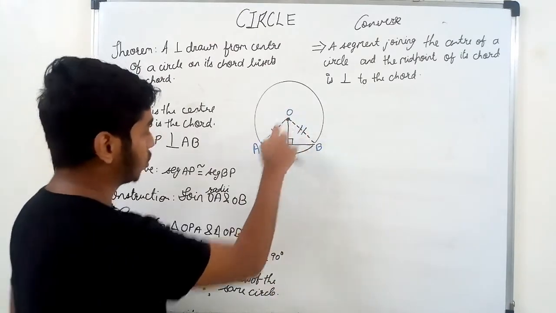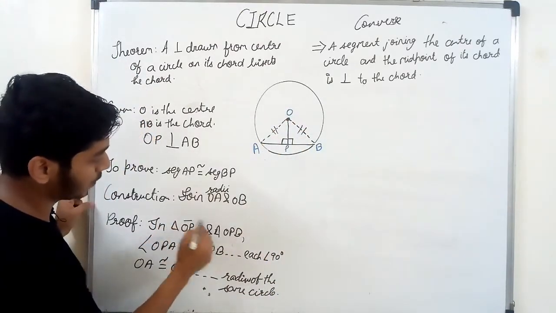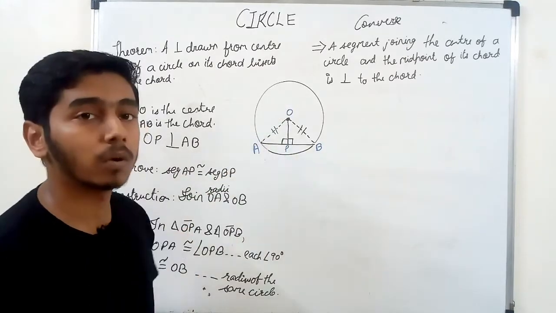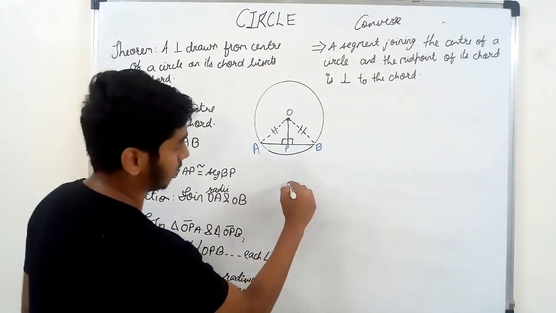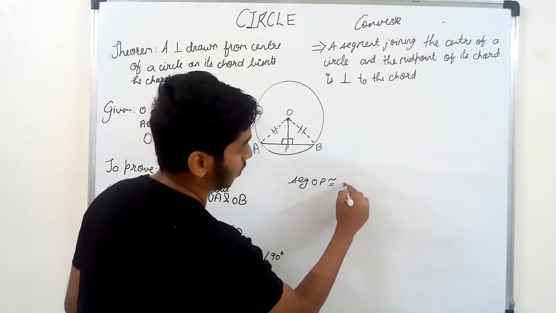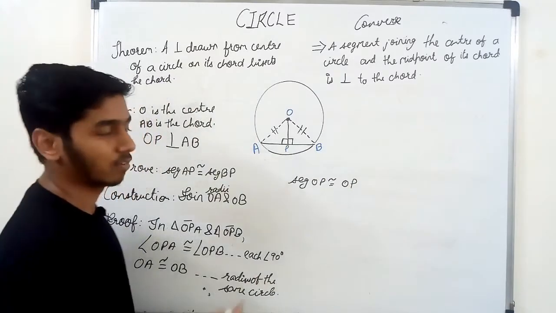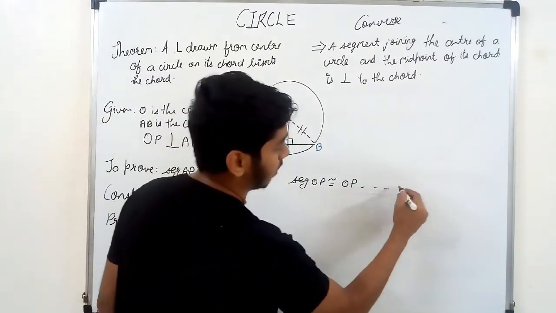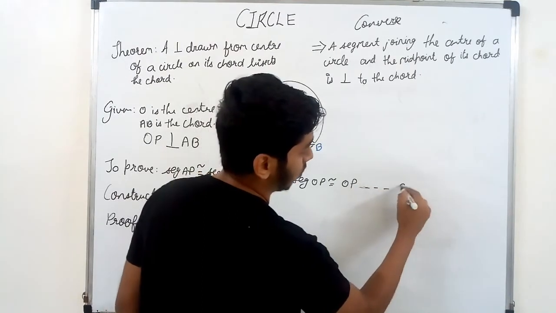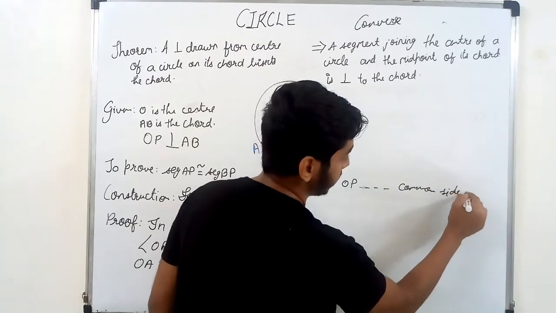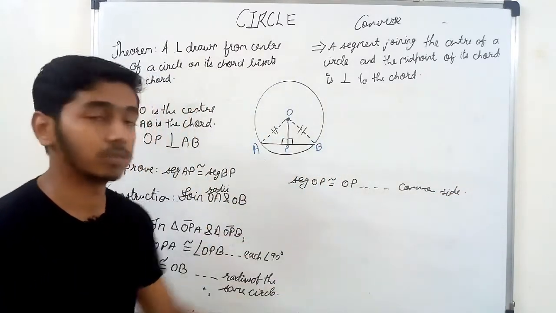Now we can also take OP and OP. So OP and OP, they both are what? Common side. So we'll say segment OP is congruent to OP itself. Reason for this will be common side.